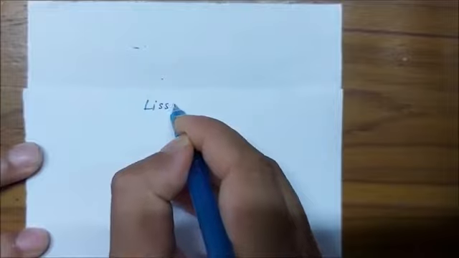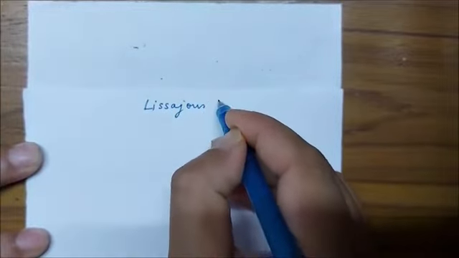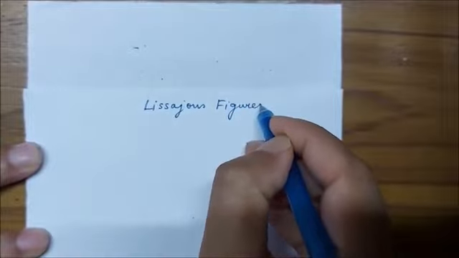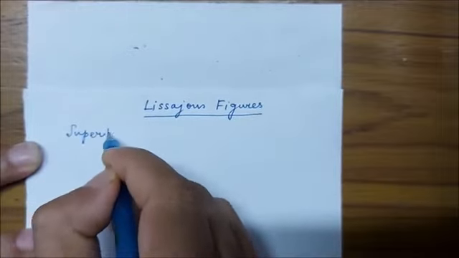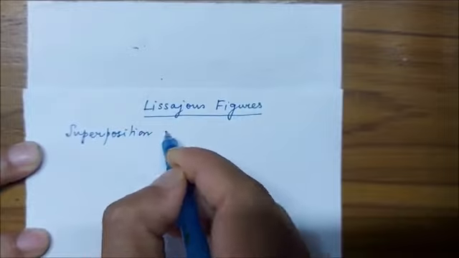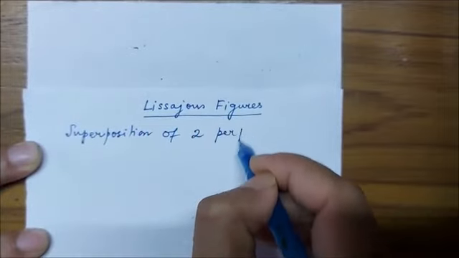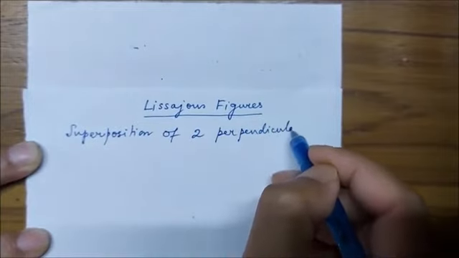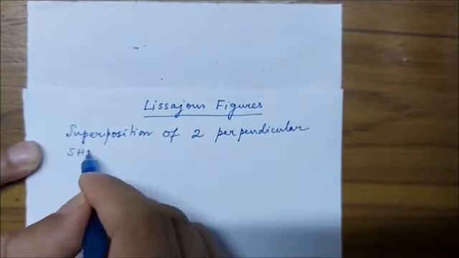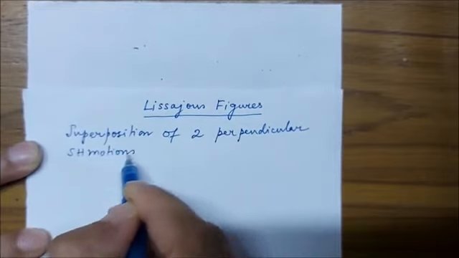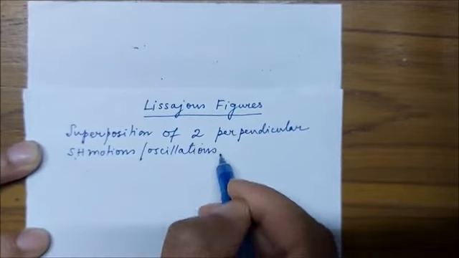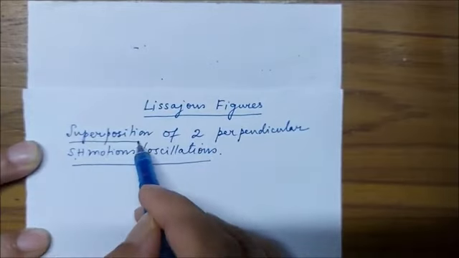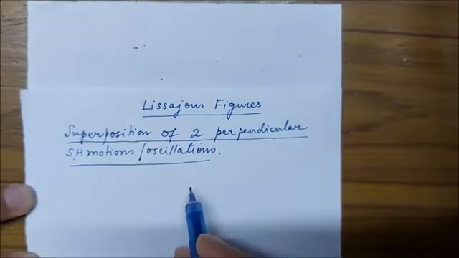In today's lecture, we will discuss Lissajous figures, which arise as a result of superposition of two perpendicular simple harmonic motions or oscillations. We will discuss various cases.